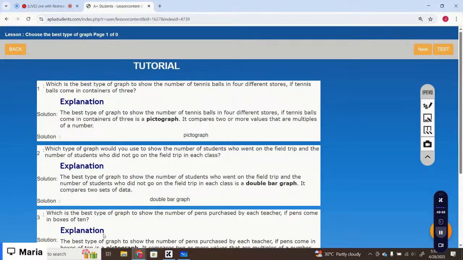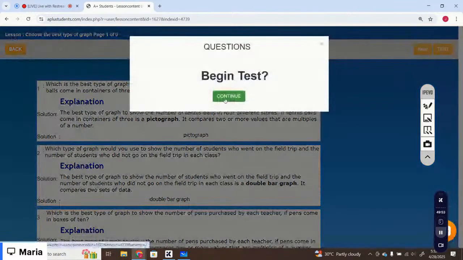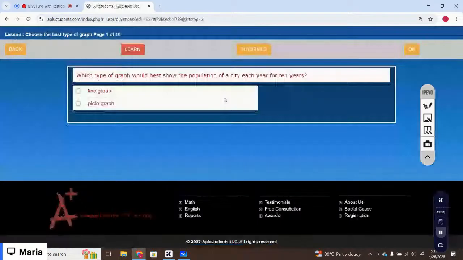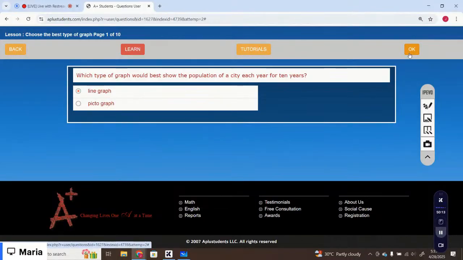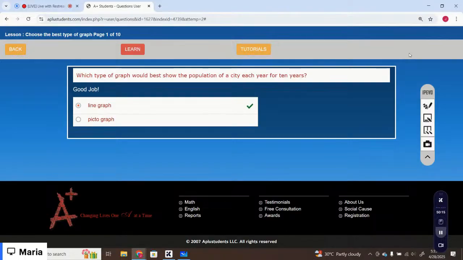Let's just start with the test questions. Which type of graph would best show the population of a city each year for 10 years? So, which is the correct option? That is a line graph because you're not comparing, right? Just representing. So, you can use the line graph.